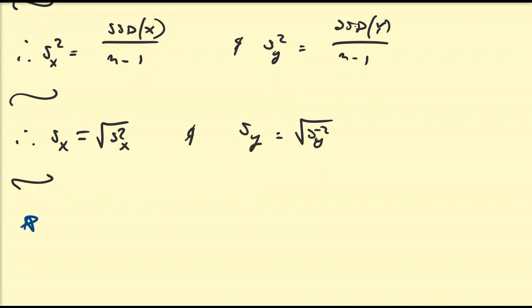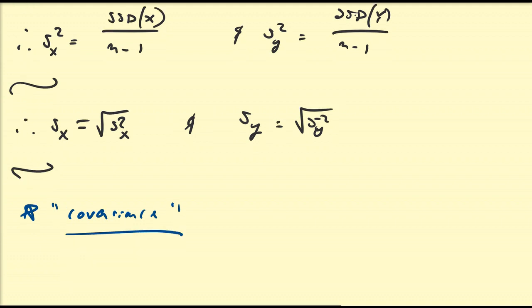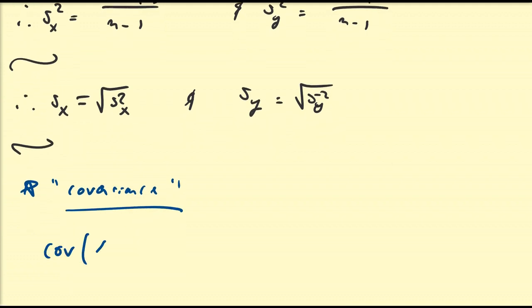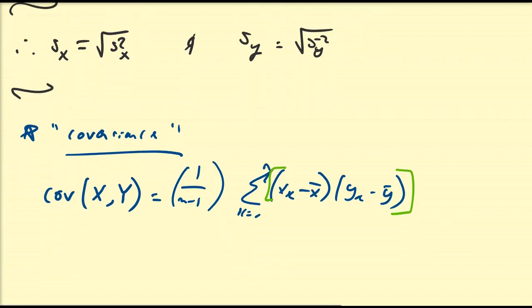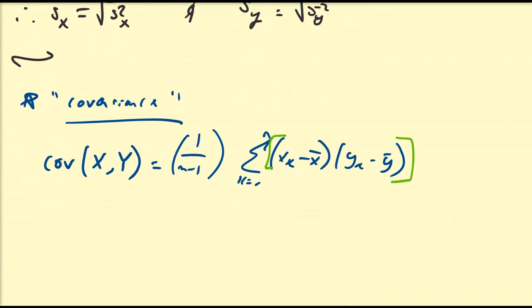Now we define a new measurement that only applies to bivariate data, and that is what we call the covariance. The covariance between two sets, x and y, is defined to be equal to 1 divided by n minus 1 times the sum from k equals 1 to n of x sub k minus x bar times y sub k minus y bar. So this is the sum of the products of the corresponding differences between x and y values.